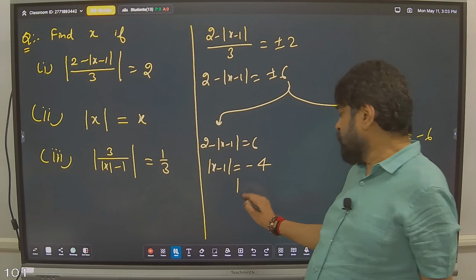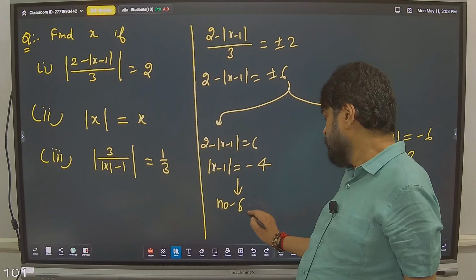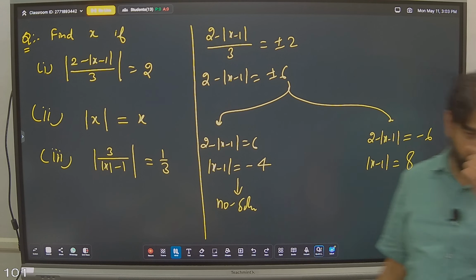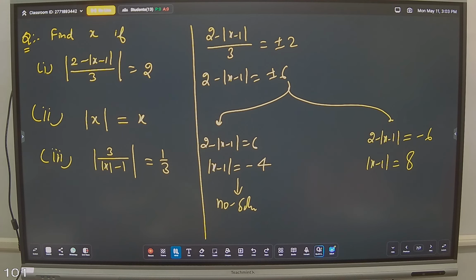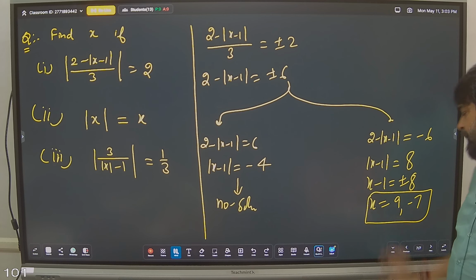This will give you no solution. Why no solution? Mod cannot be negative. Magnitude of anything cannot be negative. So x minus 1 equal to plus minus 8, x equal to 9 or minus 7. These are the only two solutions, 9 and minus 7. How many of you got it?